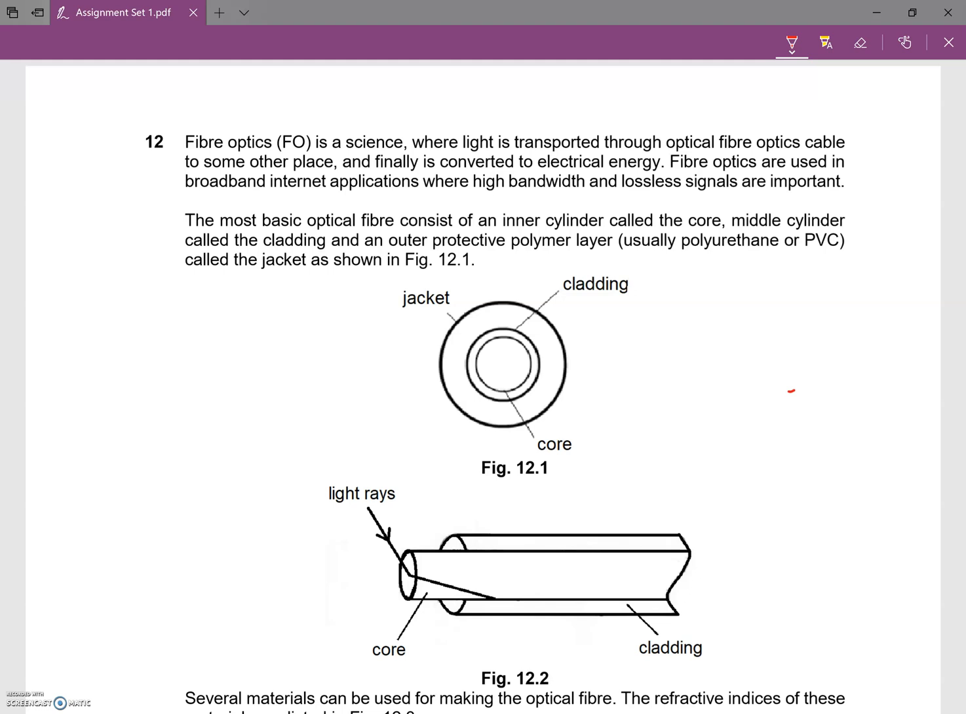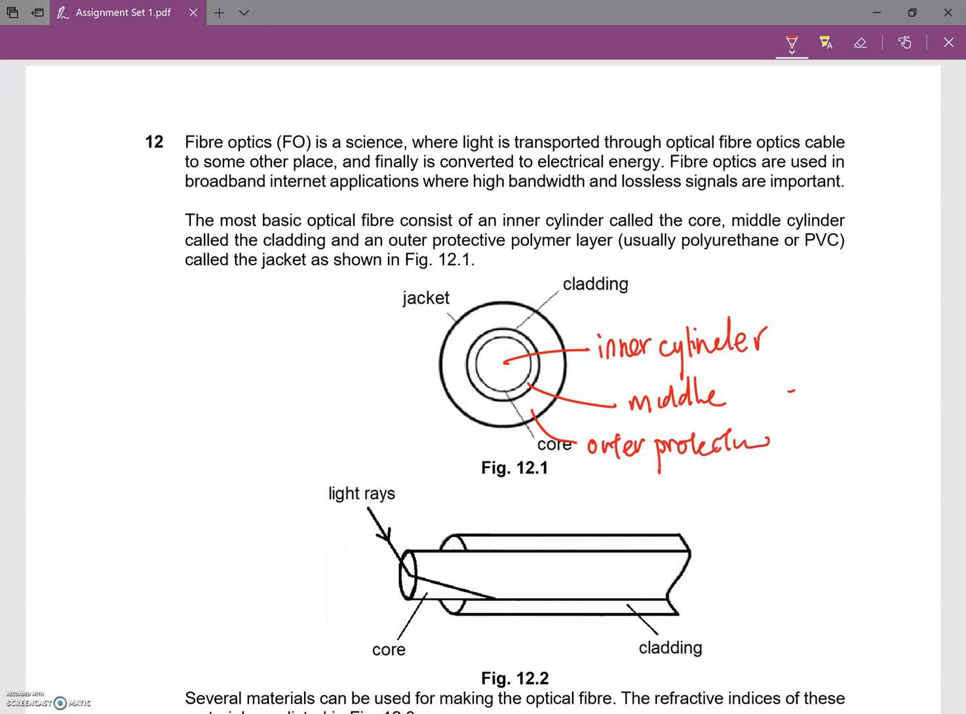Okay, so the most basic optic fiber consists of an inner cylinder called the core, a middle cylinder called the cladding, and the outer protective layer. So this is the inner cylinder, which we call the core. We have a middle cylinder, which we call the cladding. And this is the outer protective layer.